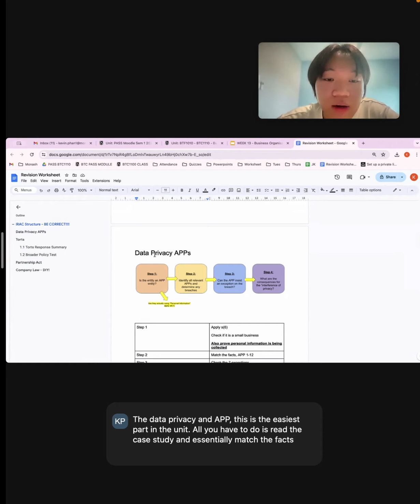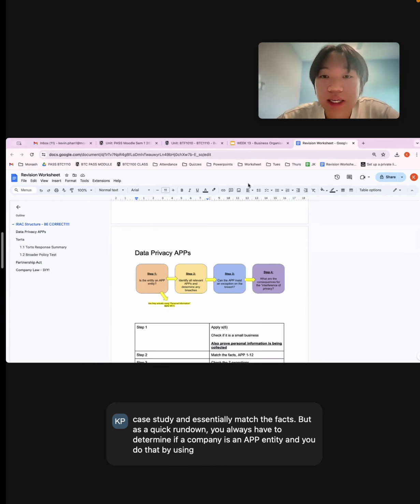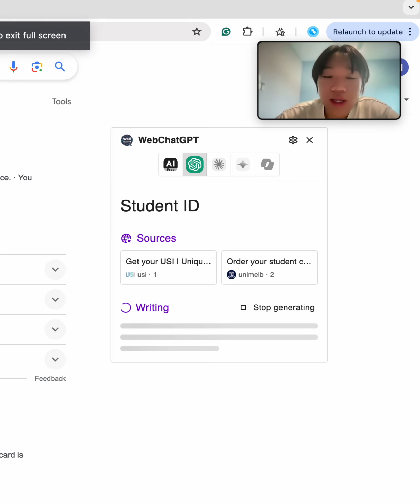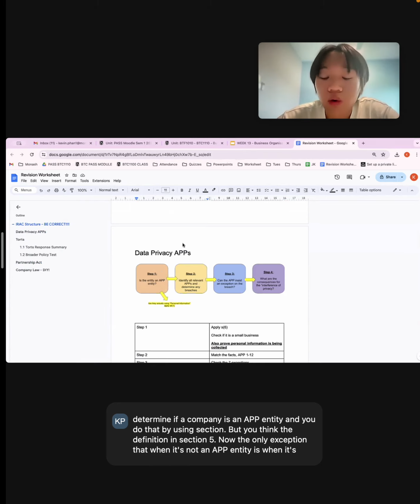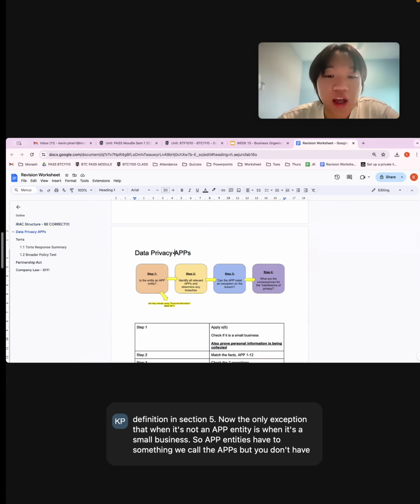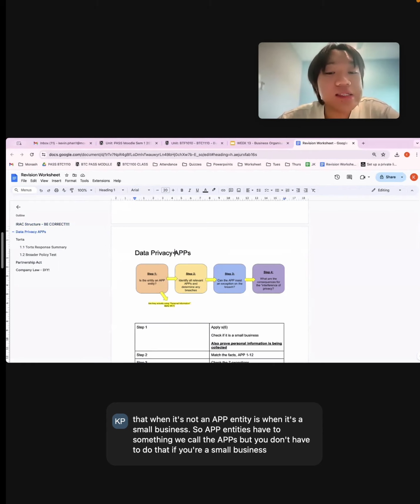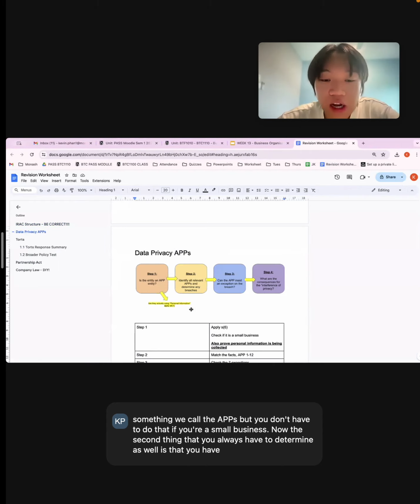But as a quick rundown, you always have to determine if a company is an APP entity, and you do that by using the definition in section 5. Now, the only exception when it's not an APP entity is when it's a small business. So APP entities have to follow something we call the APPs, but you don't have to do that if you're a small business. Now, the second thing that you always have to determine as well is that the company is actually dealing with personal information.